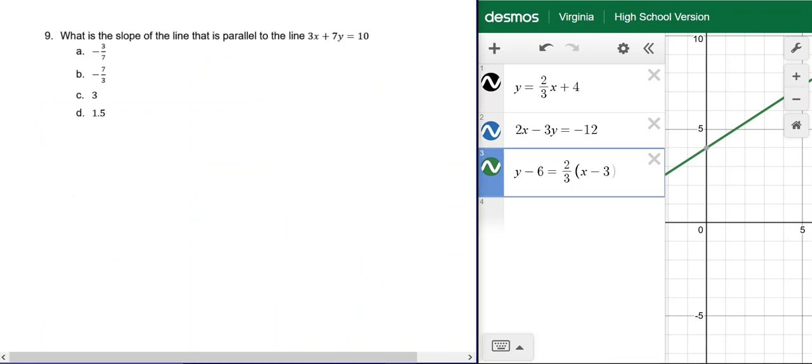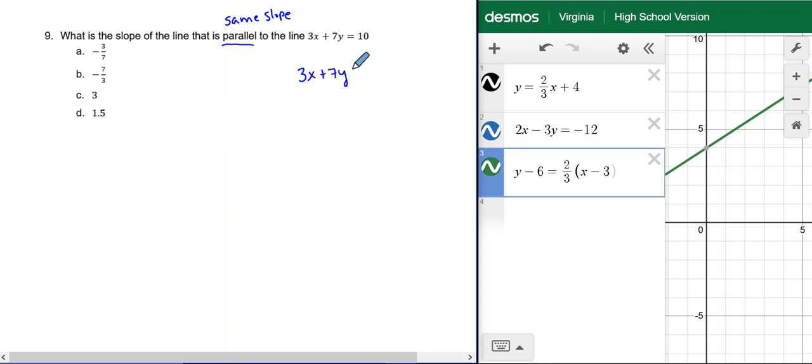All right, number 9. What is the slope of the line that is parallel to the line of this? So parallel means they have to have the same slope. Okay? So I need to find the same slope of this.